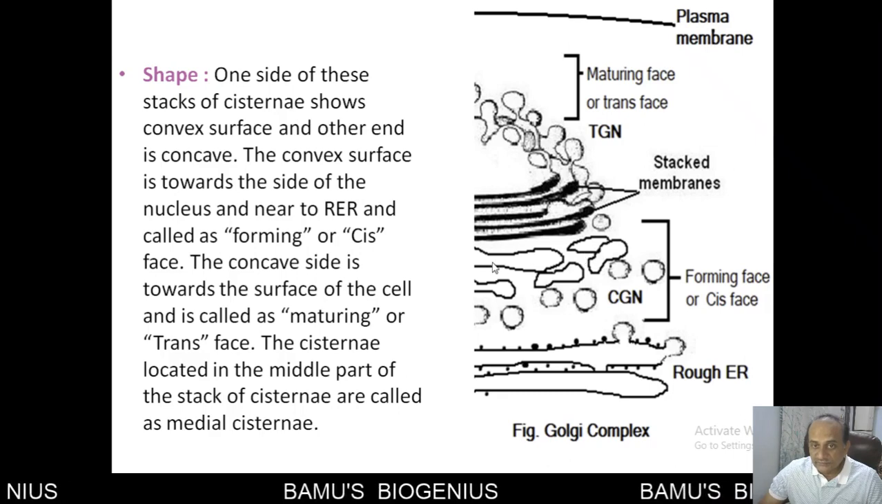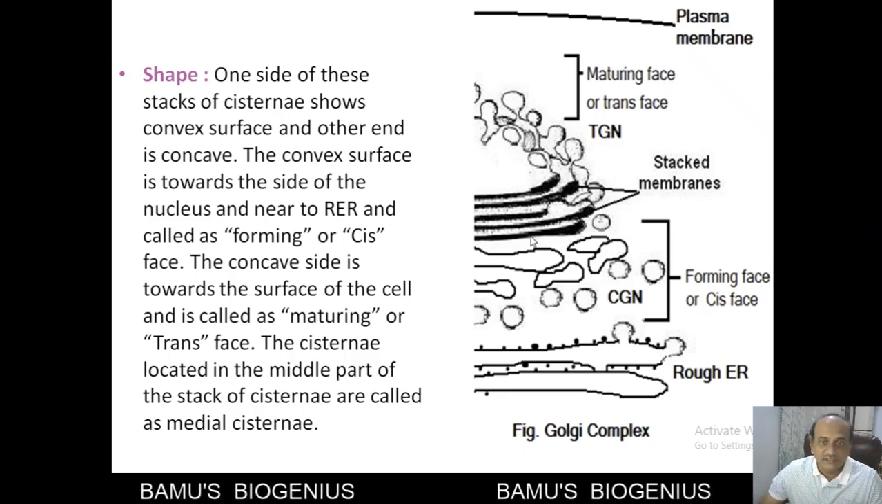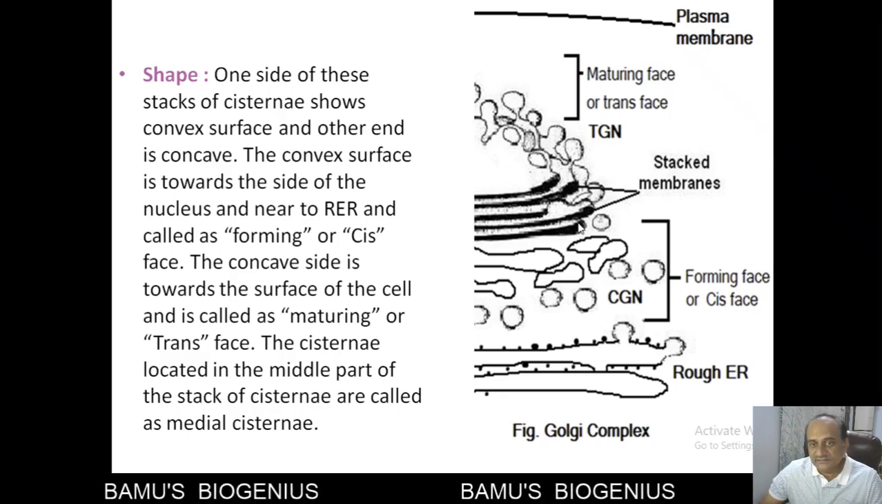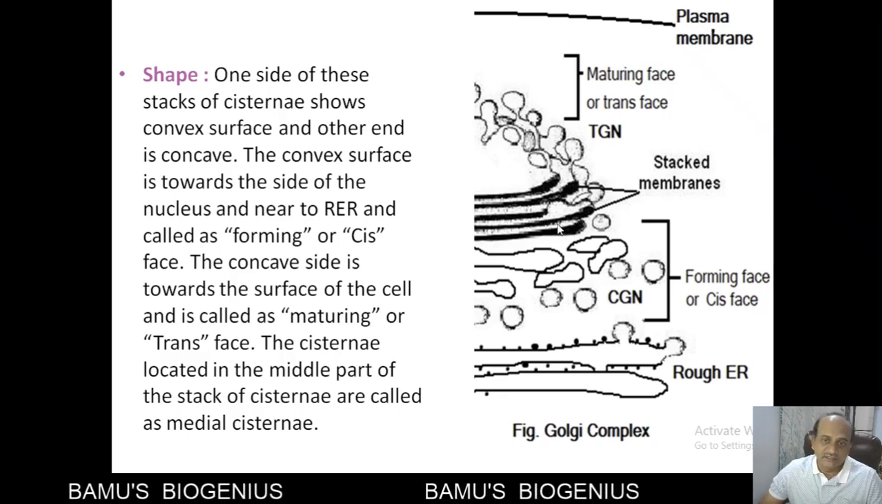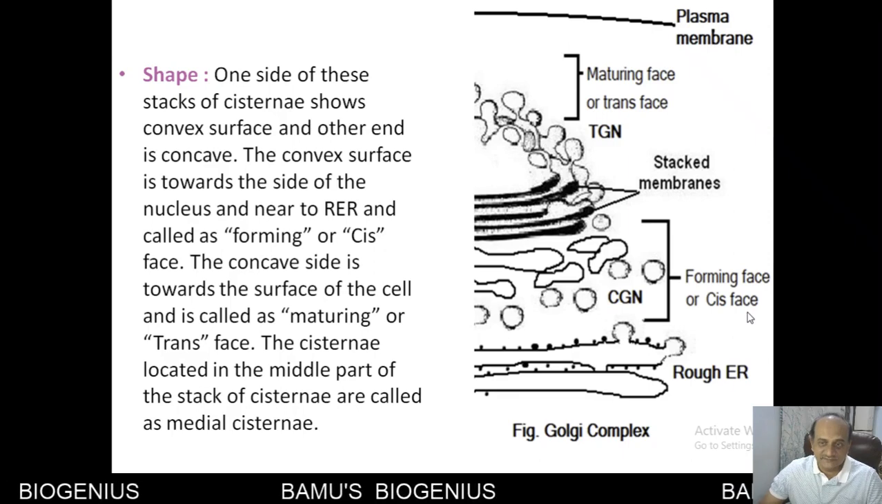So when they fuse with each other, they form larger vesicles, and then these larger vesicles again fuse with each other to form a cisternae or a stack, one of the stack of this Golgi complex. So that's why this particular region is called as a forming phase or a cis phase.